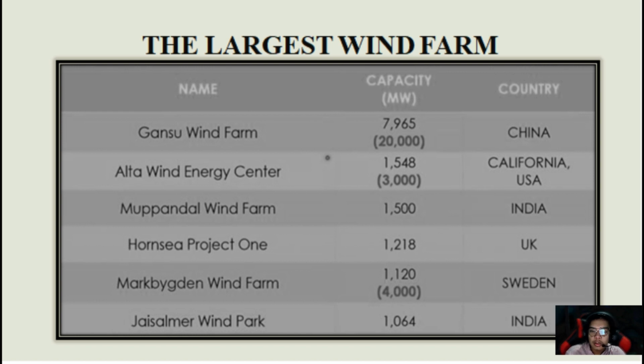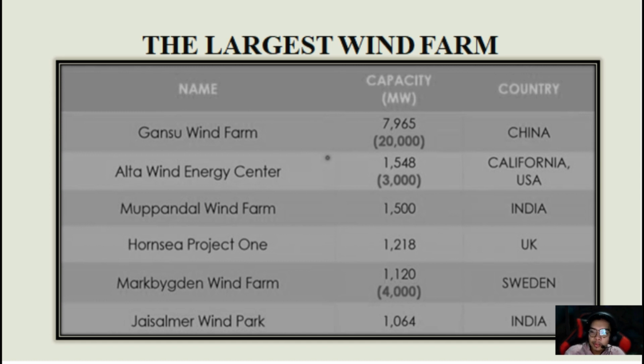Next, Hornsea Project 1. Itong Hornsea Project 1, ito naman yung may capacity na i-produce ng 1,218 from United Kingdom or UK. And fifth, Markbygden Wind Farm which is ongoing din. If mangyari ito, we can say siya yung pinakamalaki sa pangalawa or kasunod sa Gansu Wind Farm. Pero ngayon, ang kaya niya lang i-produce is 1,120 megawatts. Pero yung capacity na goal niya is 4,000. Ito naman ay starting from Sweden. So lastly is the Silver Wind Park which has 1,064 and country niya ay India din.